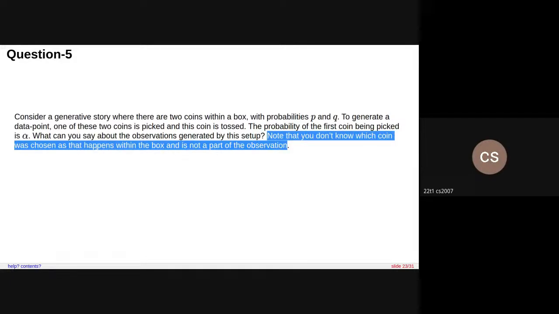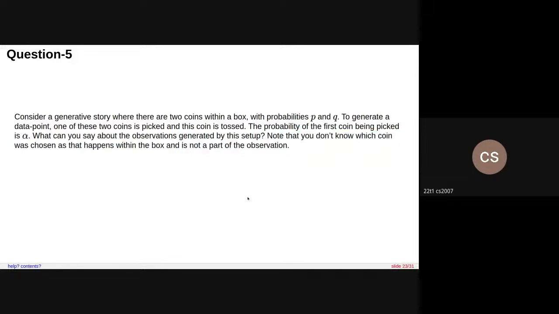You don't know which coin was chosen or what happens inside the box. Basically, it boils down to saying that ultimately you are not bothered about the number of coins. You only need to understand what the output is, and even if there are 3 coins or 4 coins, you can always replace that with a single coin. Okay, exactly. Thank you.